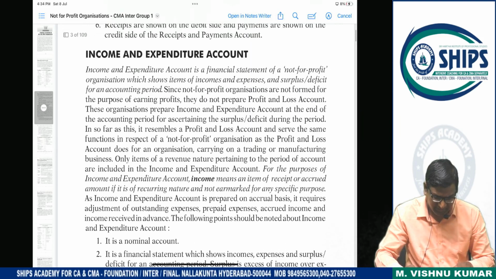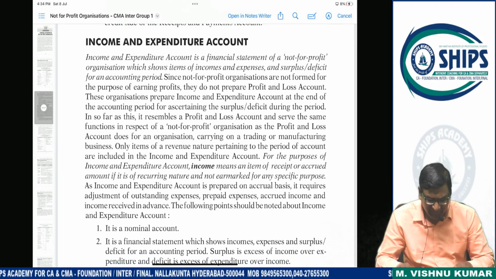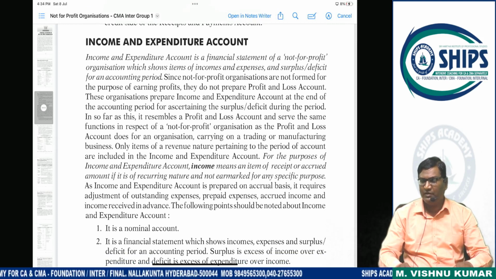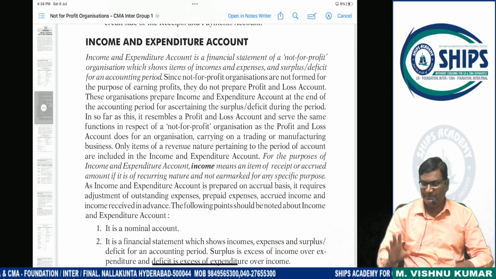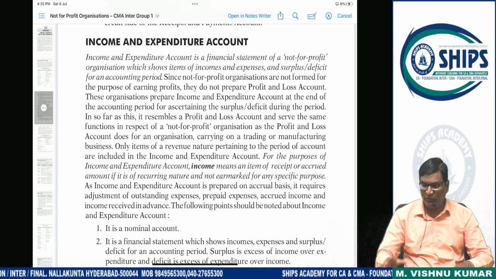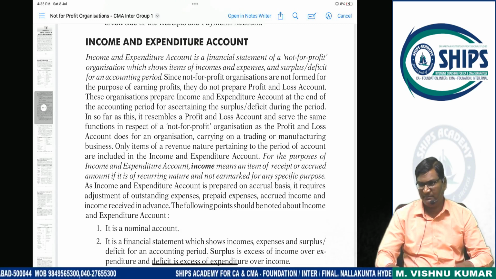The next is income and expenditure account. Income and expenditure account is similar to your profit and loss account. It is prepared on accrual basis. In accrual basis, what rule will we follow? Expenses and incomes will be recorded on the basis of as and when incurred and as and when earned.